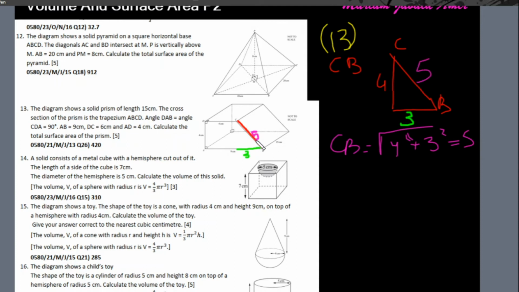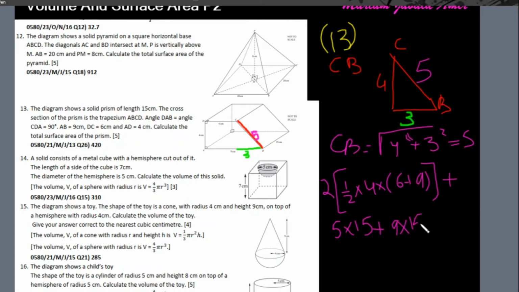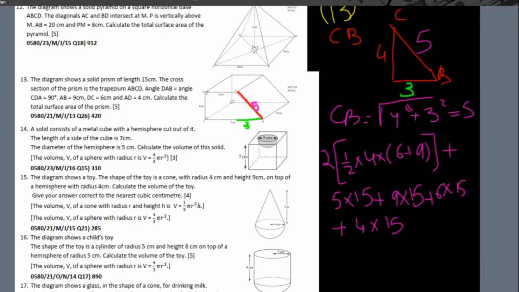Now I'll apply the formula for surface area, which is 2 times half into height into the sum of parallel sides, plus 5 times 15, plus 9 times 15, plus 6 times 15, and plus 4 times 15, and this sum would be 450.